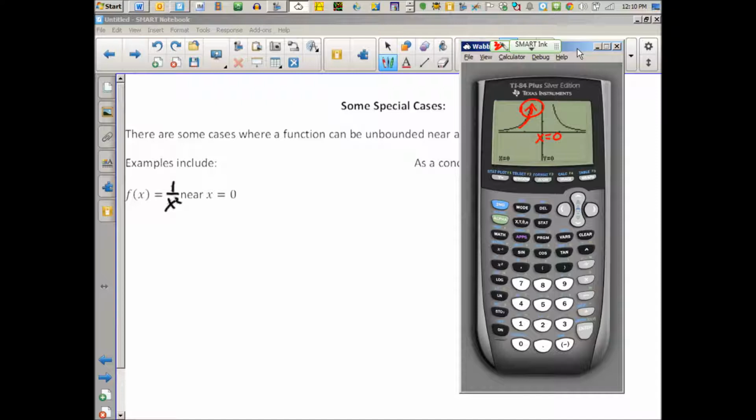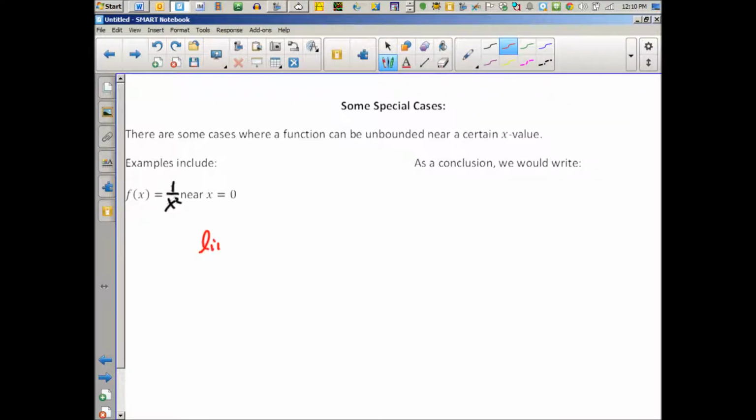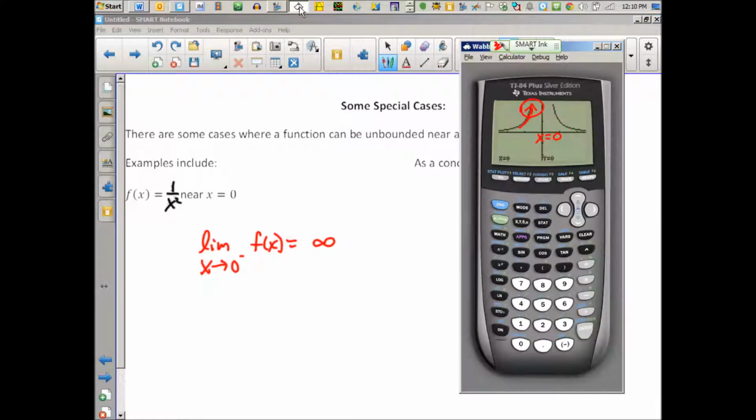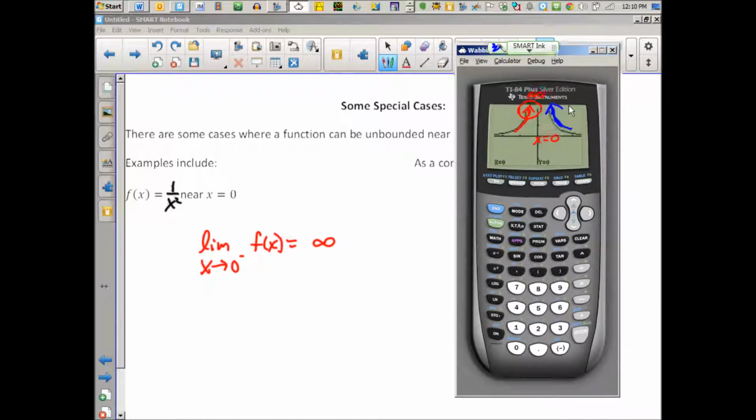So I guess you would write it like this, right? You would write the limit as x goes to 0 from the left of f of x is infinity. That just means as you move in from the left towards 0, you're actually climbing forever. It's going up forever to infinity. See? And the same thing happens on the right side of this graph. As you come from the right of 0, it's, again, climbing to infinity.